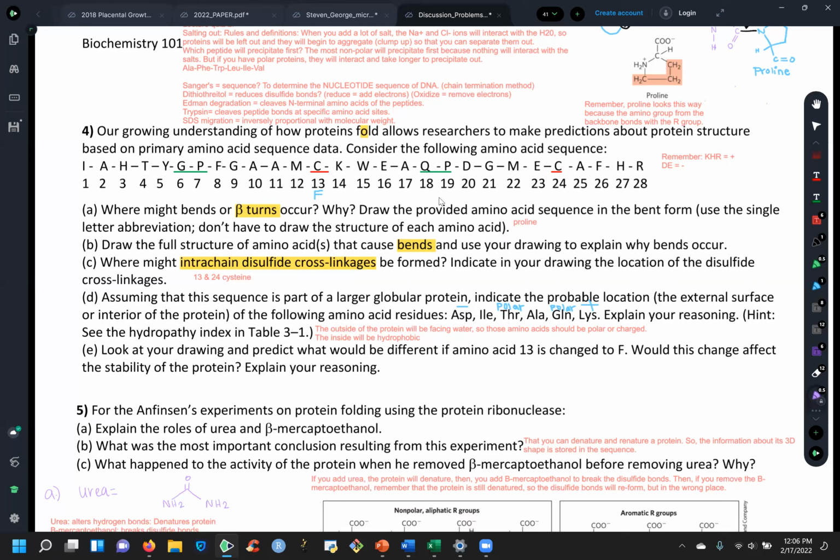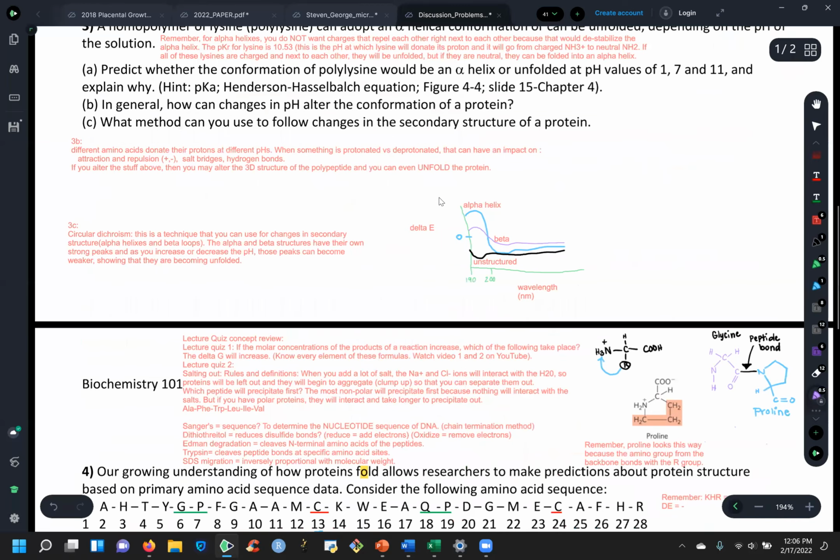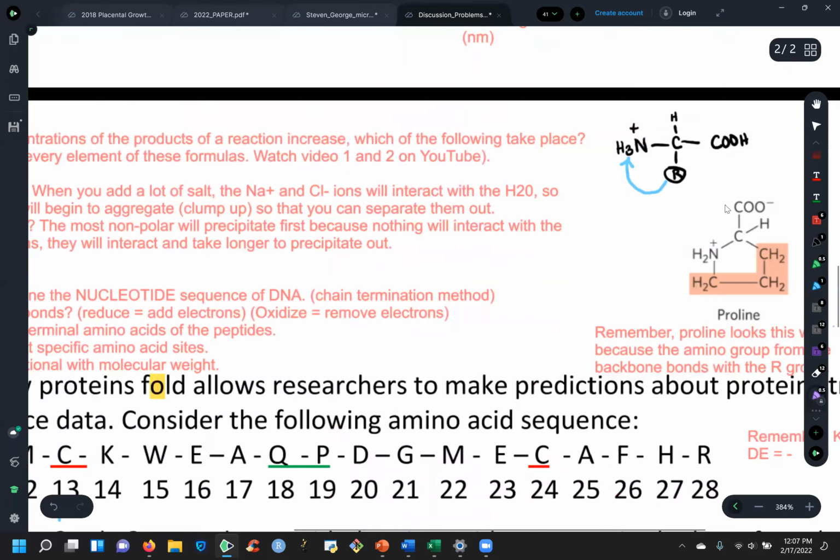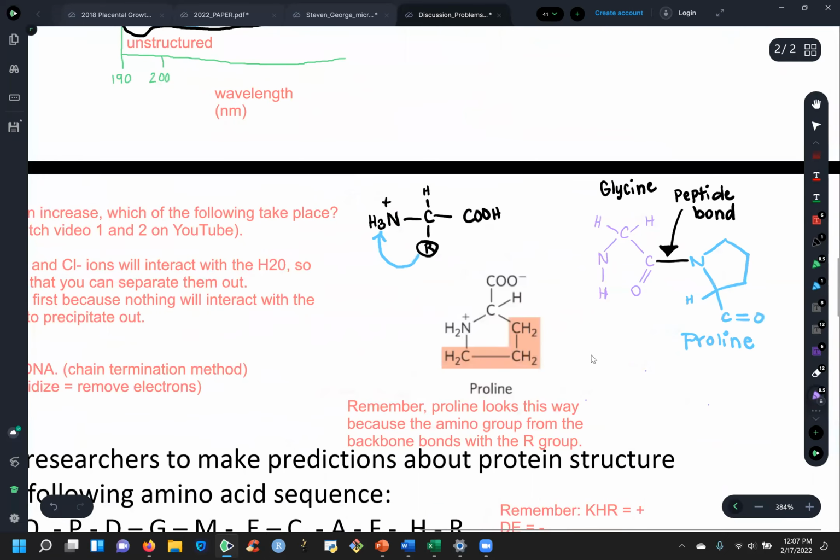So for this question, all you've got to do is find all the prolines. So the correct answer here would be 7 and 19. If you need to draw the whole structure, I went ahead and drew it for you right here. It says draw at the turns. So that's this guy right here. Okay.